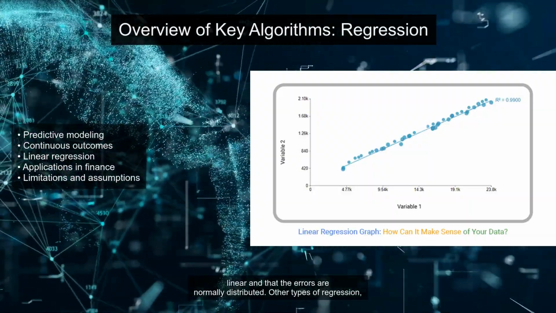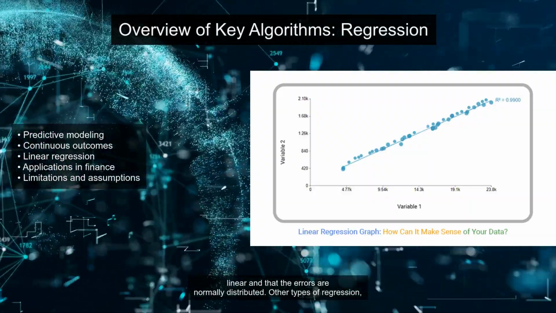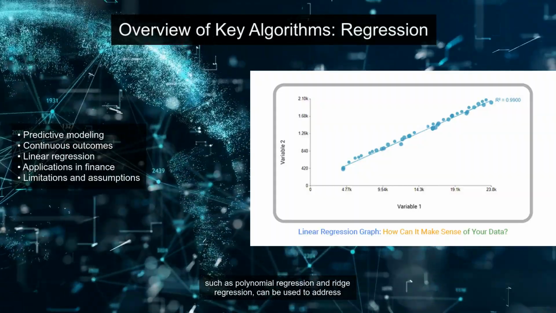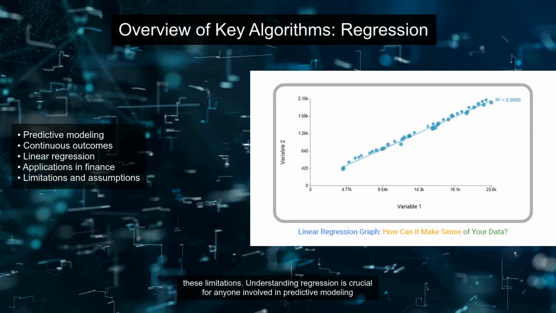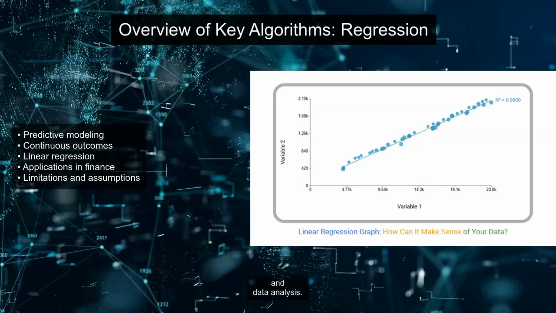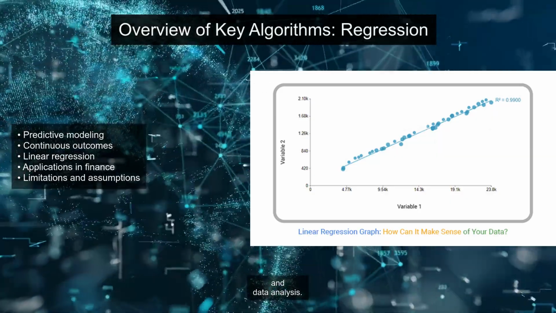It assumes that the relationship between variables is linear and that the errors are normally distributed. Other types of regression, such as polynomial regression and ridge regression, can be used to address these limitations. Understanding regression is crucial for anyone involved in predictive modeling and data analysis.